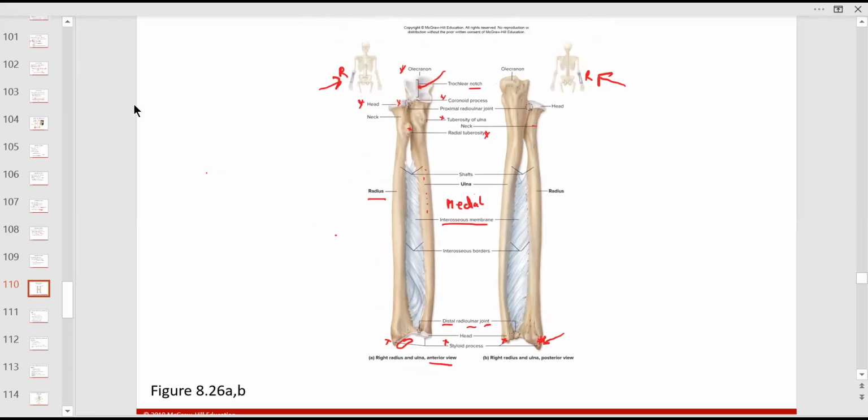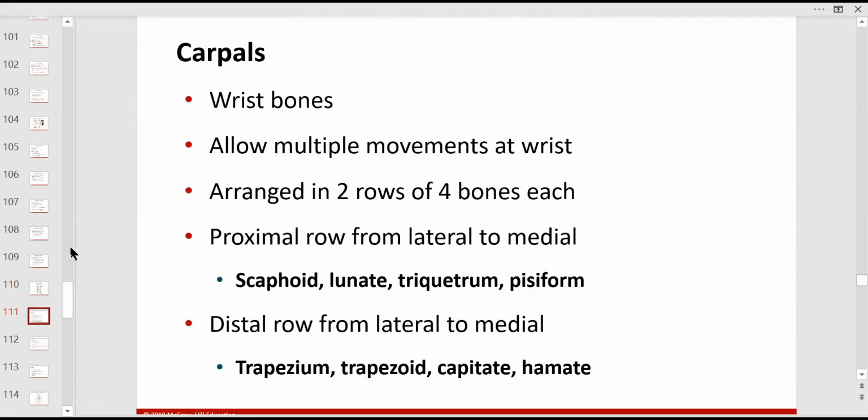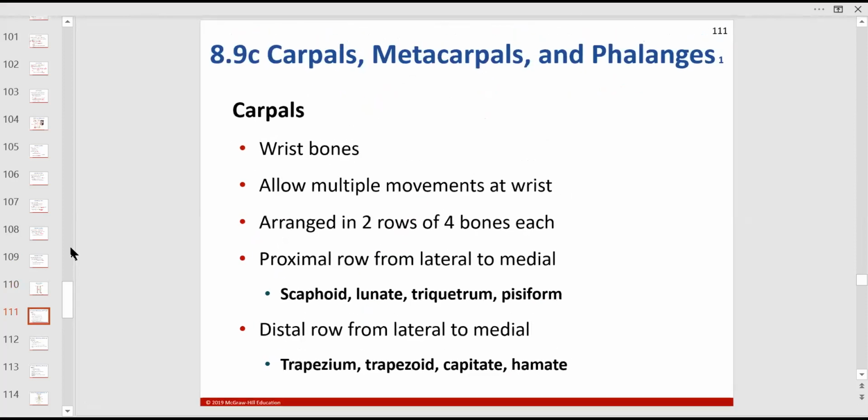So let's look at the posterior. Now you can clearly see the olecranon process. You can't see the coronoid because it's anterior. Here's the head of the radius, which is always lateral. Nothing looks like that. And here's the styloid process of the radius right here. Very difficult.